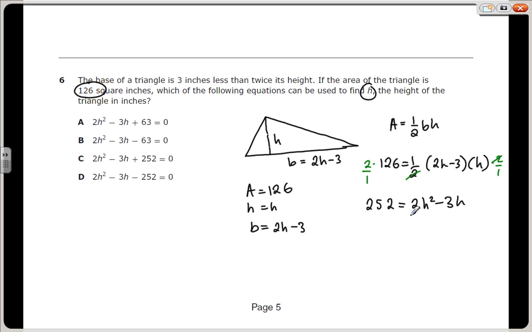Alright, so we need to set it equal to 0. So all we simply do is subtract 252 from both sides. And then our final result is going to be 2h squared minus 3h minus 252 equals 0. Alright, and our answer is D. Alright, let's move along to the next question.